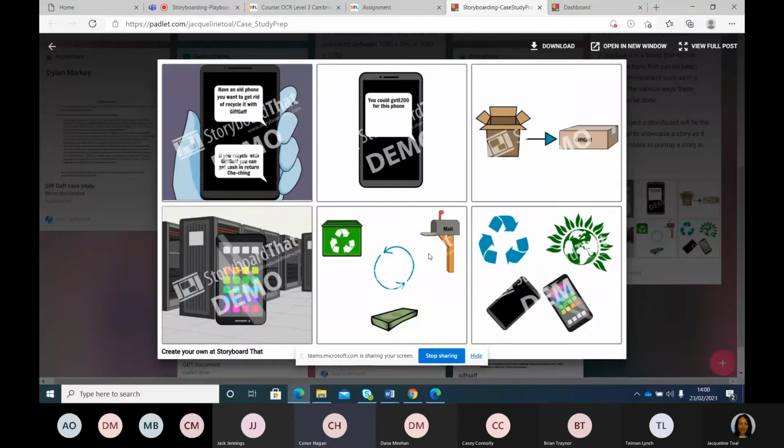And then the second last slide is the loop of mailing away your device to be recycled, which then turns into cash for you to be sent back. And then the final is, when you recycle devices that can be recycled, you make a better world, because these materials won't be around forever.